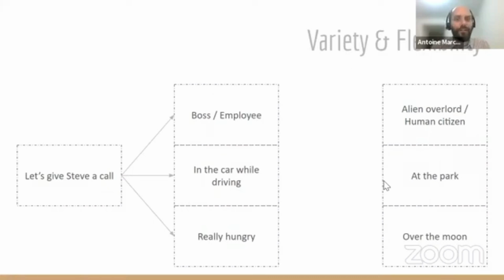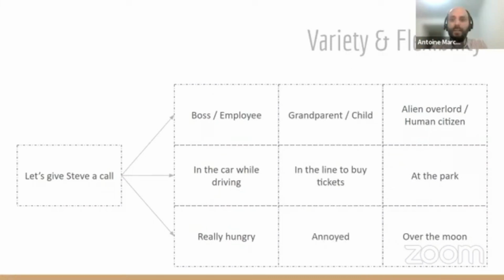And maybe an emotion. We're really hungry. It can be a grandparent and child in the line to buy tickets. They're annoyed. It can be, I love going, I think you can tell, a bit crazy with this, an alien overlord and a human citizen. They're at the park and they're over the moon. So imagine the human citizen going to the alien overlord, oh, alien overlord, thank you so much for saving our planet and organizing everything for us. Can we please give Steve a call?